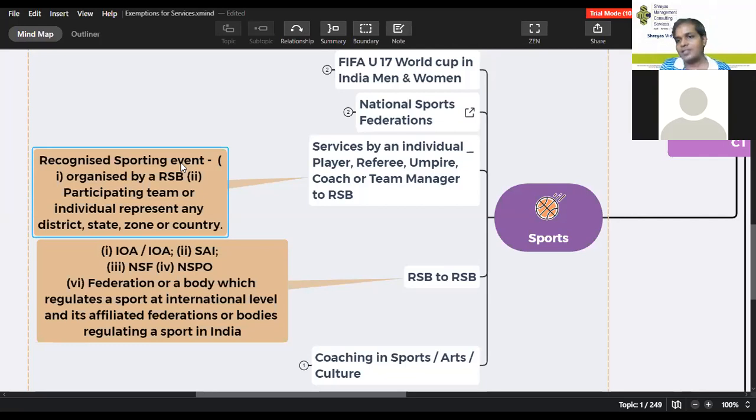Now in case of IPL, what's happening? Is it a recognized sporting event? First condition, it should be organized by a recognized sports body. Let's assume BCCI is a recognized sports body. Yes, BCCI only is organizing IPL. Condition 1 is satisfied. What is the second condition? They should represent a state, district, zone, or country.